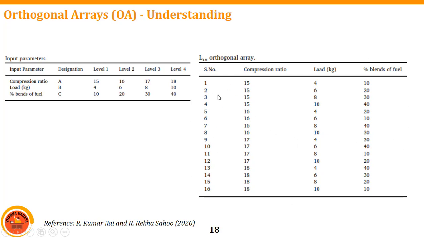Now with this particular array, you conduct 16 experiments. But in general, what happens? You need to get 4 power 3. 4 power 3 means totally how many experiments do you have to do? 64 experiments. Instead of that, Taguchi is saying that you conduct only 16 experiments. You will get the optimal designs. So that is the beauty of the Taguchi orthogonal arrays. Okay, so this is the basic understanding behind the Taguchi.